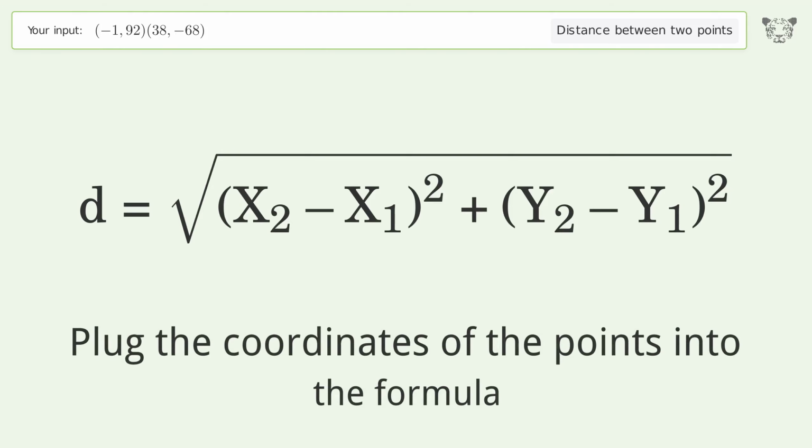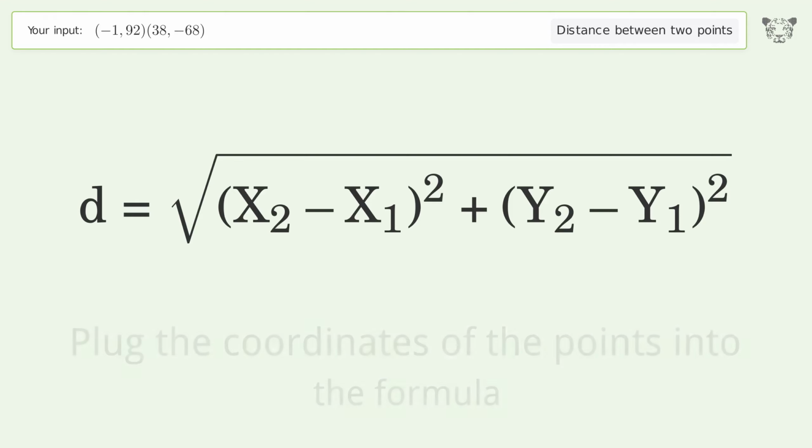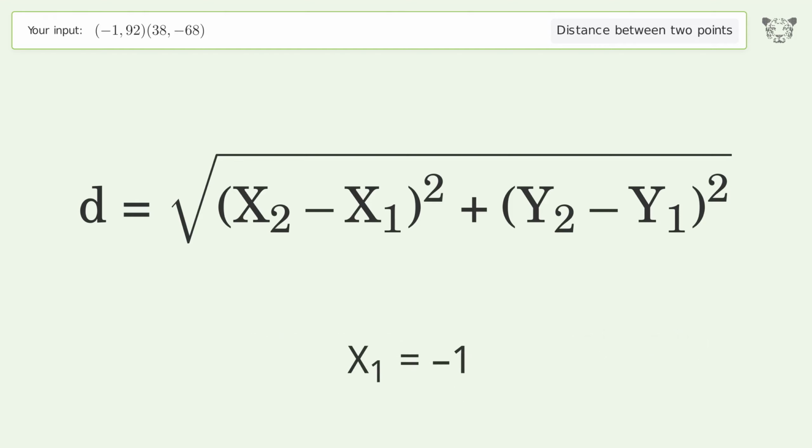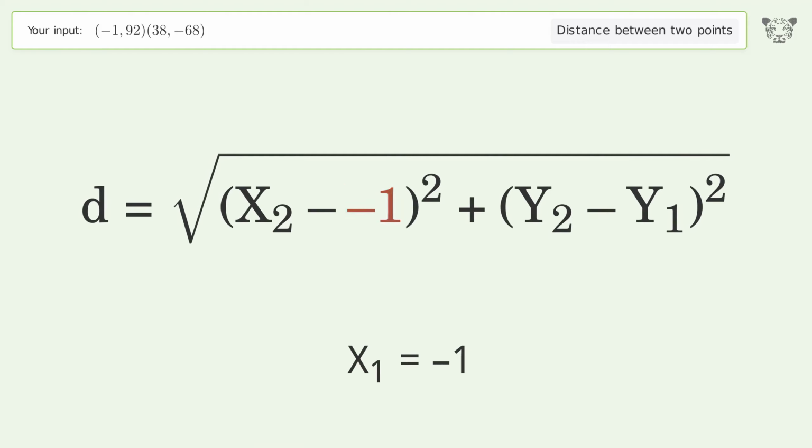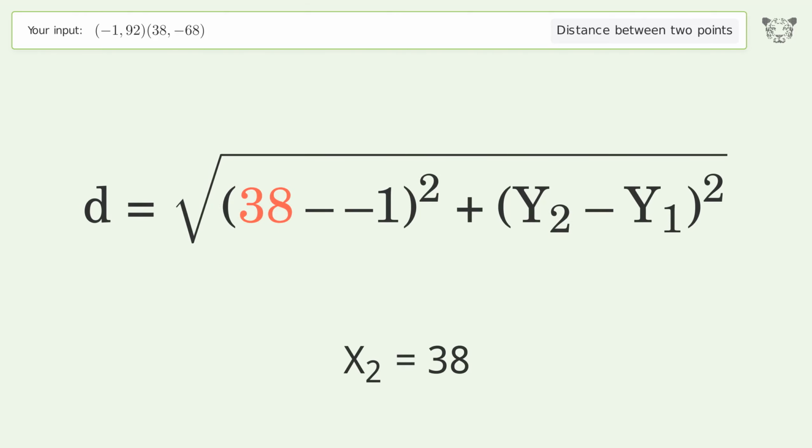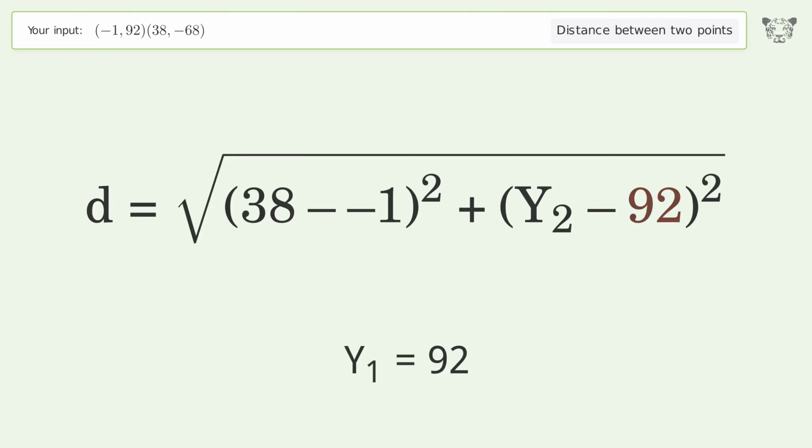Plug the coordinates of the points into the formula. x1 equals -1. x2 equals 38. y1 equals 92. y2 equals -68.